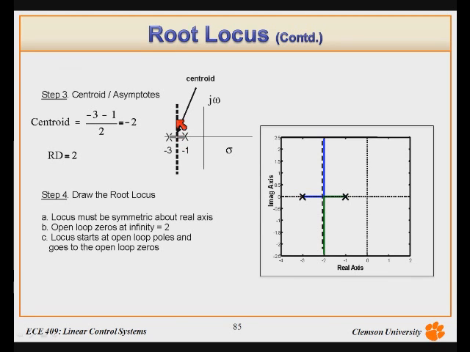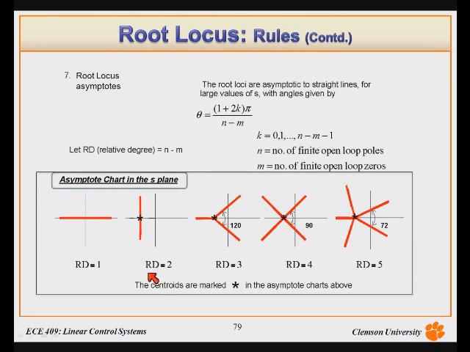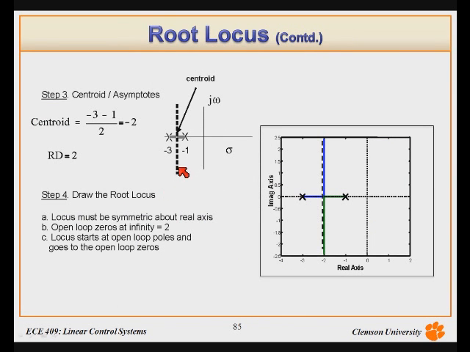Now how do we know that the asymptotes move straight up and down like this? We go back to our asymptote chart. For relative degree equal to 2, the asymptotes are straight up and down, like this. Go back to our example, and we can see the asymptotes are anchored at negative 2, and they move straight up and down. We have now prepped the plot. We are now ready to draw the root locus. And we remember these 3 rules as we draw it.